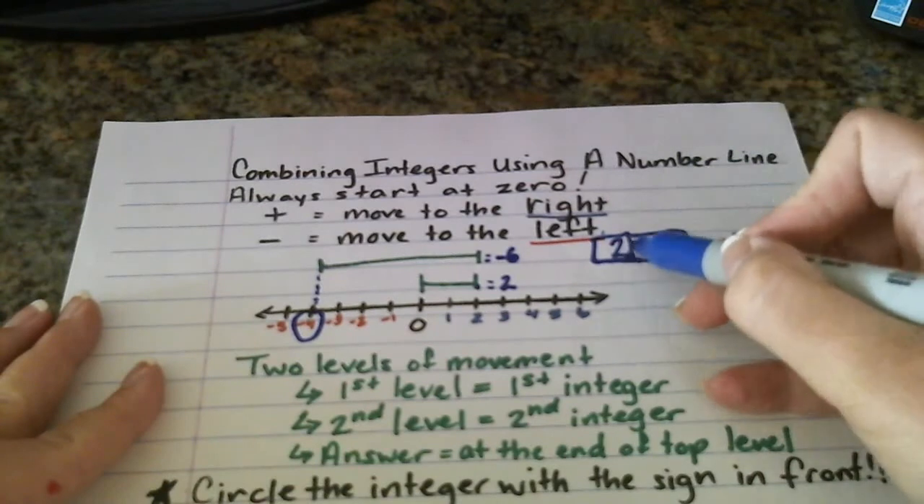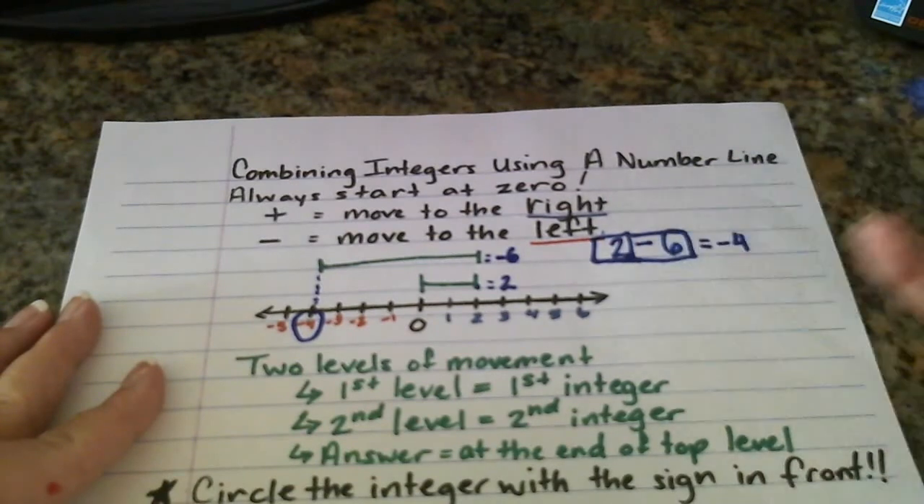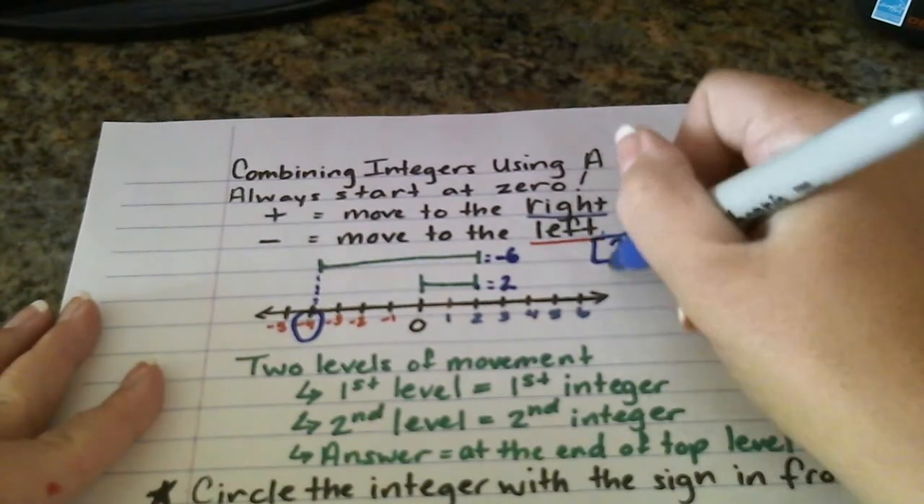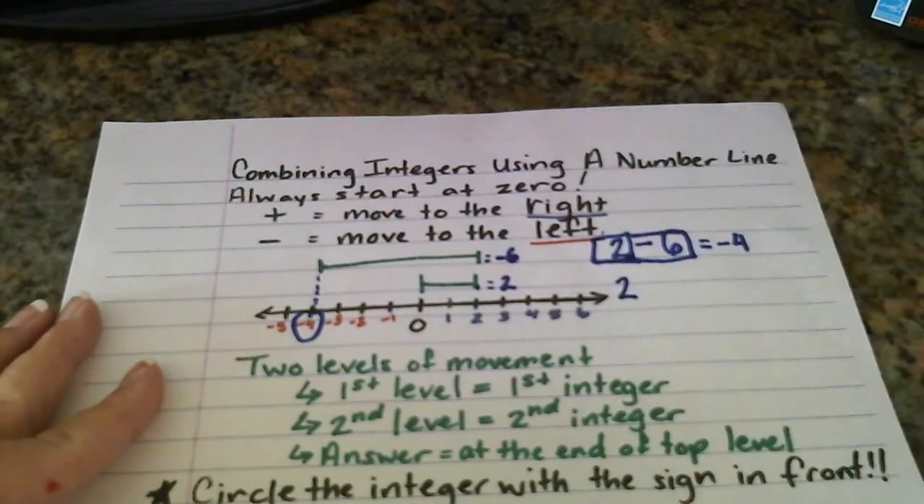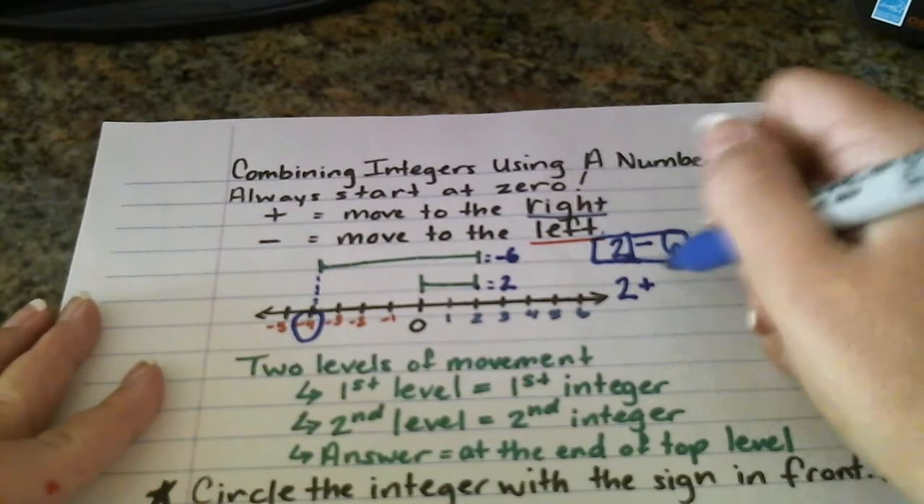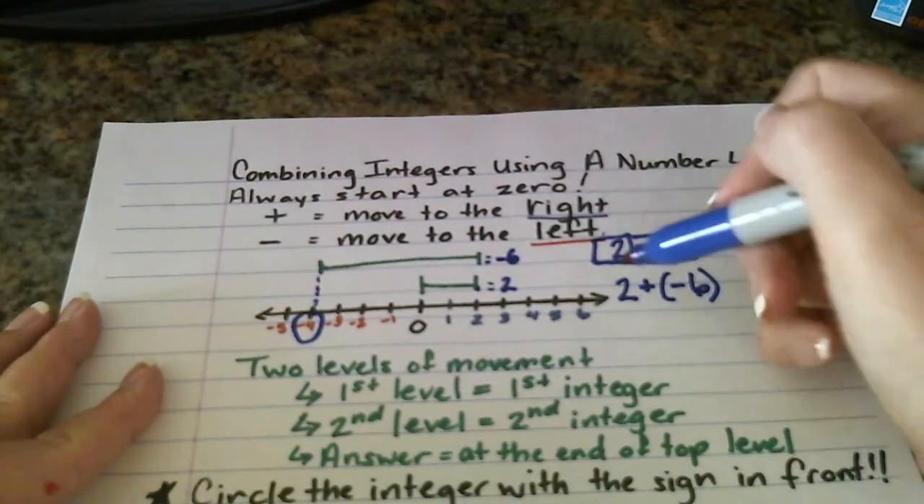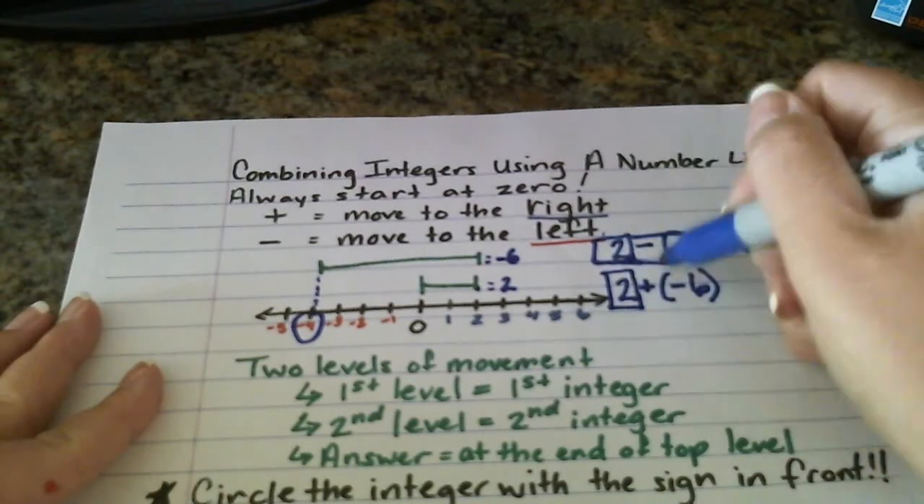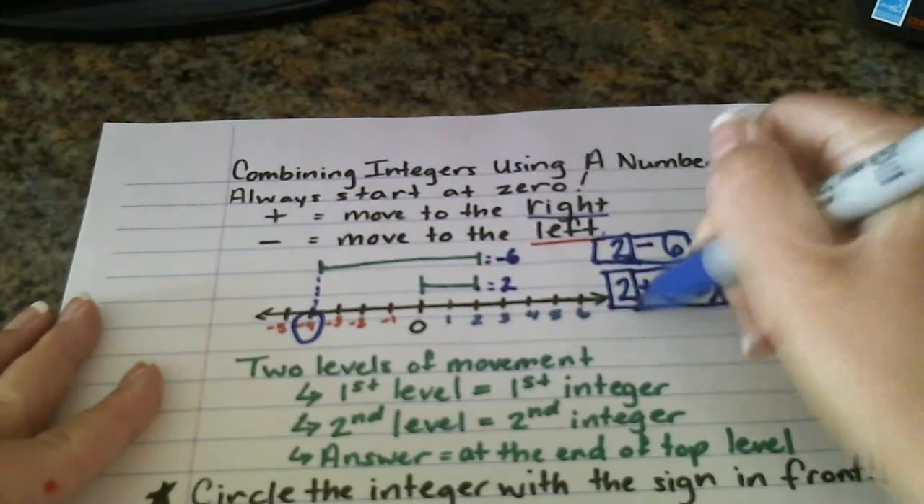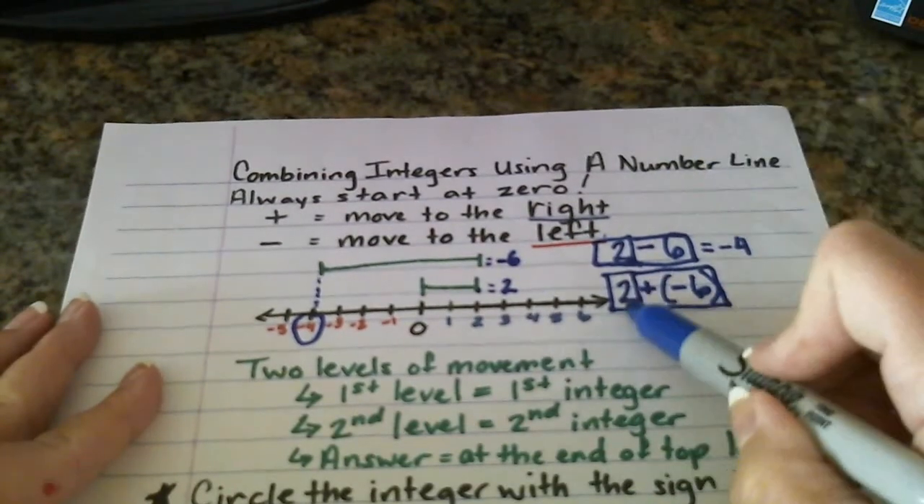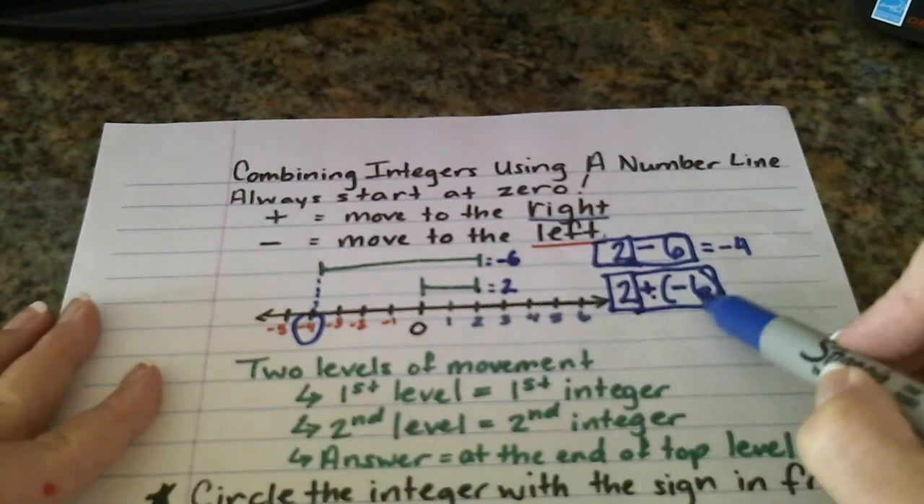Now I could also write this a different way, write the expression. I could show this expression as being 2, and my plus sign here means the words combined with, and then in parentheses I'm going to put a -6. So if I boxed out the number with the signs in front, I've got 2 combined with a -6.